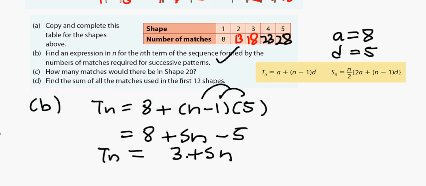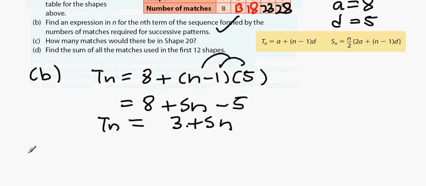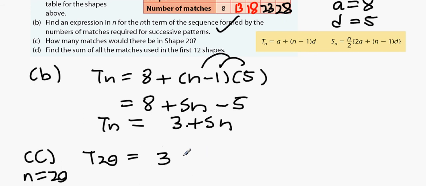Part C, how many matches would there be in shape 20? Shape 20 is T20, n equals 20. So all we got to do is replace n with 20, so 3 plus 5 multiplied by 20, because Tn is 5 multiplied by n, so it's going to be 103 matches.